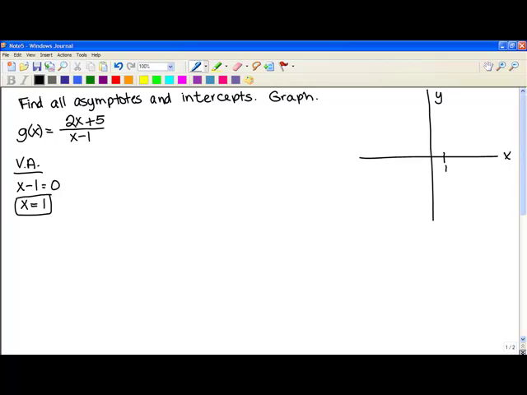Labeling the vertical asymptote on the graph, it will be at the value of 1 on the x-axis. And I'm going to draw a dashed line for the asymptotes. So this is where our vertical asymptote is located.